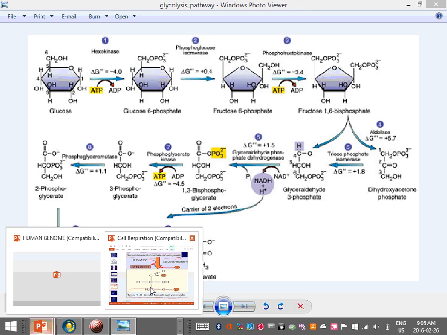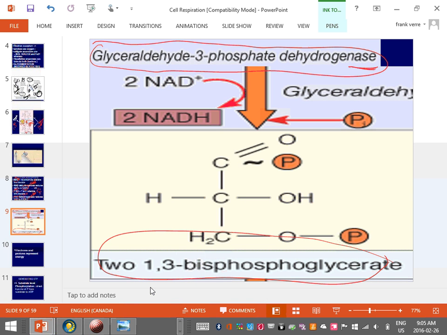Now, without even really looking at the molecule itself, you can already tell what happened to that molecule. What did this enzyme do to that molecule called glyceraldehyde-3-phosphate? It lost something. What do you think it lost? Look at the name of the enzyme. Glyceraldehyde-3-phosphate dehydrogenase worked on glyceraldehyde-3-phosphate. And what did it do to it? Took away what?